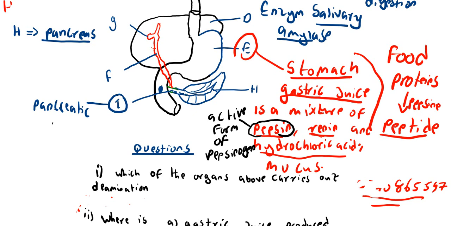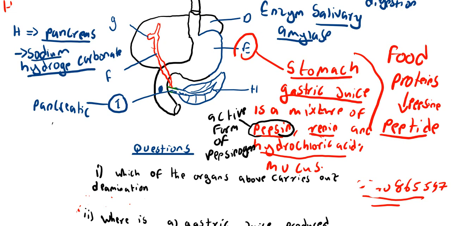Now after that, what is it that you're supposed to pay attention to about this juice? So we're saying pancreatic juice contains sodium hydrogen carbonate. Sodium hydrogen carbonate. Guys, this is an alkaline substance.